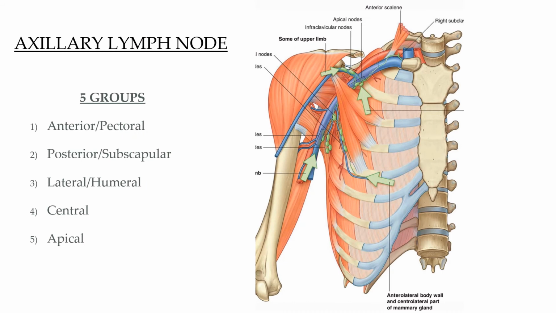The fibrofatty connective tissue of the axilla consists of many lymph nodes, which are arranged in 5 groups: anterior group of lymph nodes, posterior group of lymph nodes, lateral group of lymph nodes, central group of lymph nodes, and apical group of lymph nodes. Now let us see the details of each.